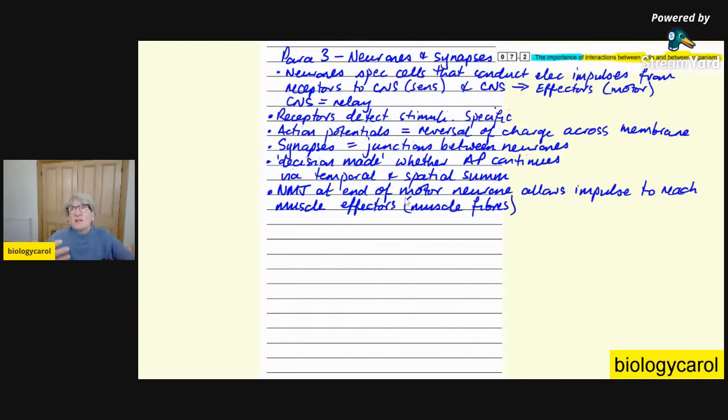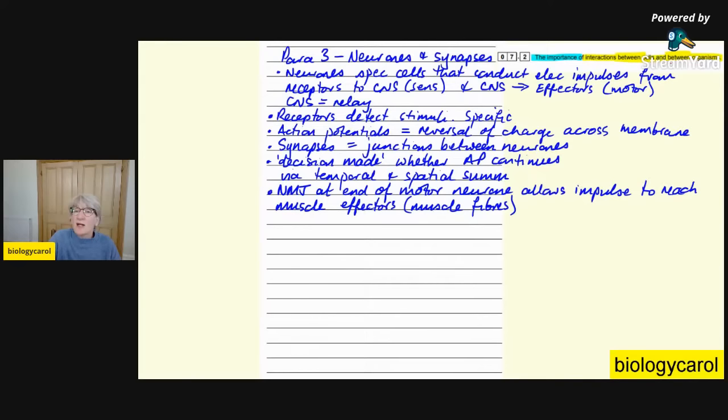postsynaptic neuron. Notice that when I'm talking about it, I'm going to be bringing in that A-level terminology. And those decisions occur via temporal and spatial summation. Those are the key ones that you've learned about in your A-level syllabus. And if you've got time, you could possibly describe those. And again, the neuromuscular junction.